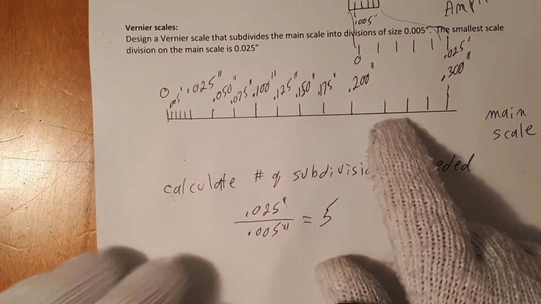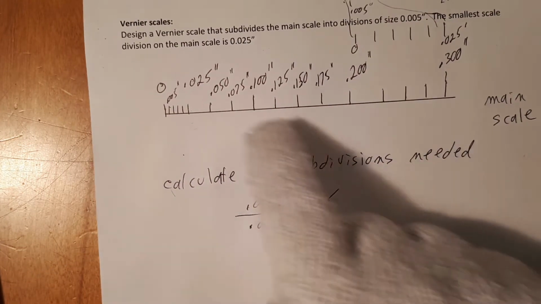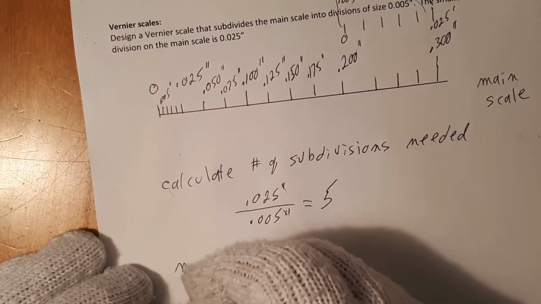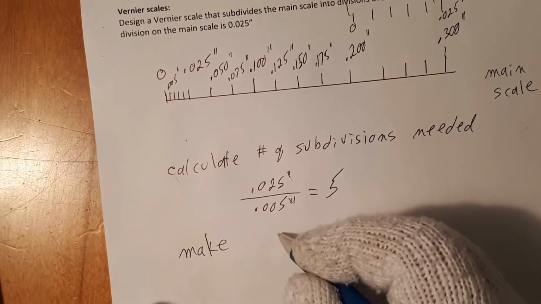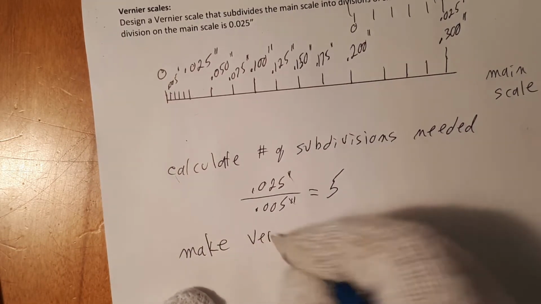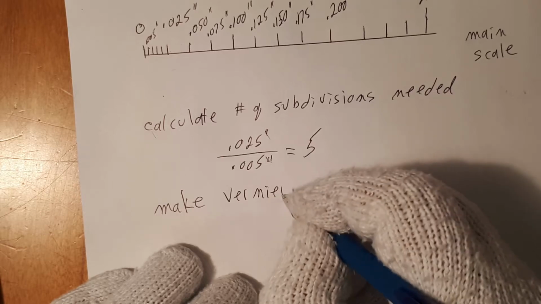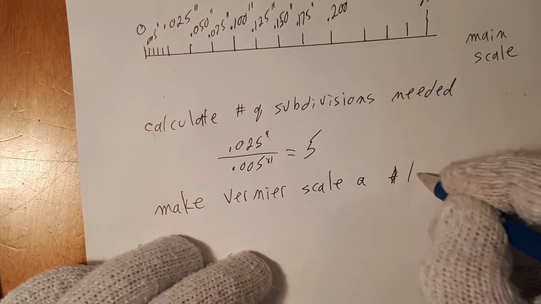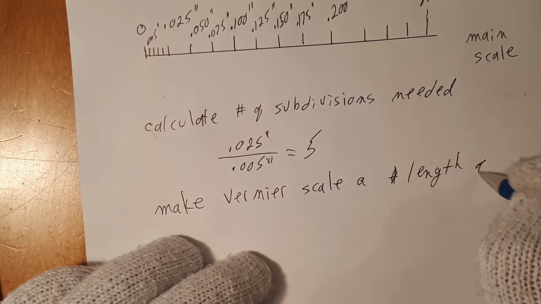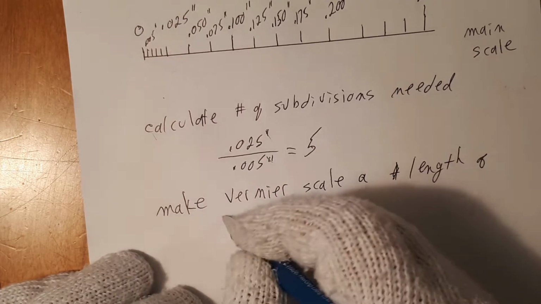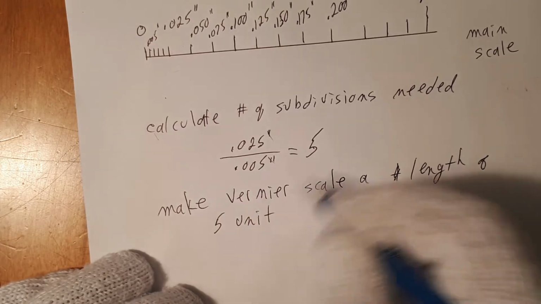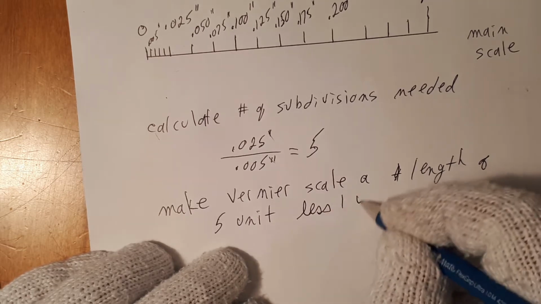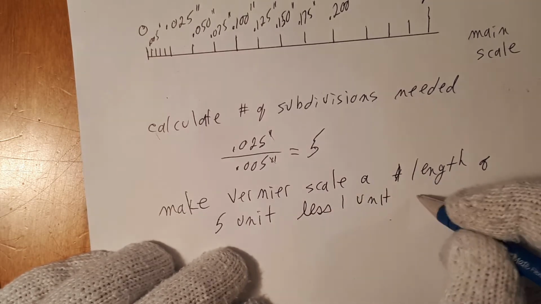And let's do that here now. So we're going to make a Vernier scale and attach it to this main scale. To do that, let me write this down first: make Vernier scale a length of that number 5, of 5 units. That's the number we're going to take. Make a length of 5 units less 1 unit on the main scale.